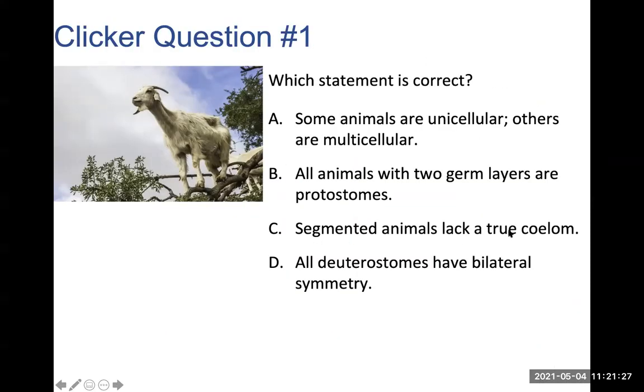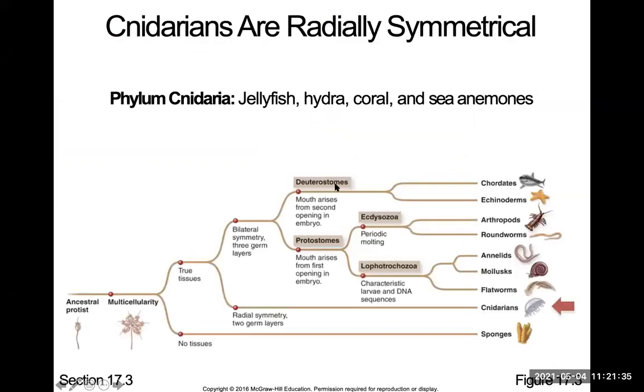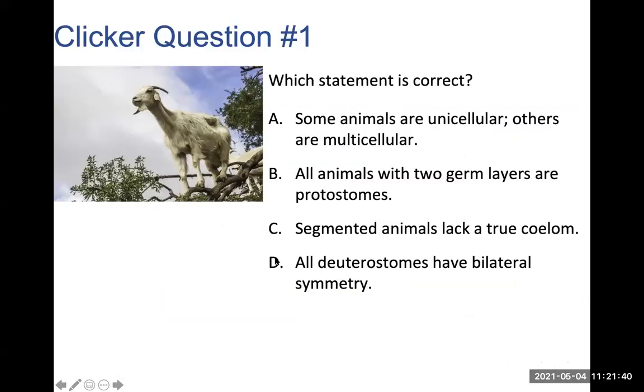Segmented animals lack a true coelom. That's not true either. All deuterostomes have bilateral symmetry. These are deuterostomes and they do have bilateral symmetry. So the answer is D here.